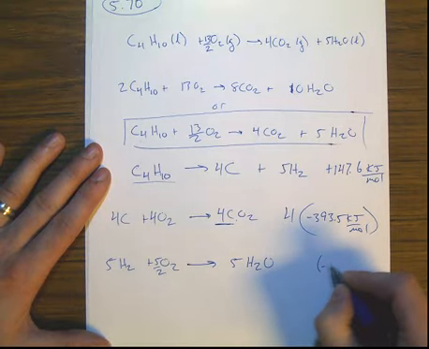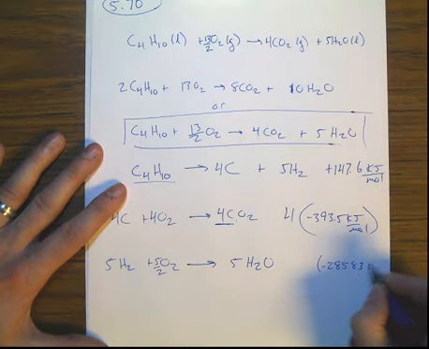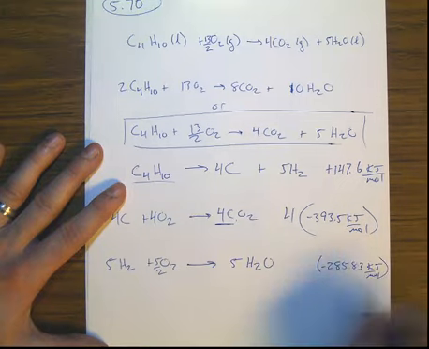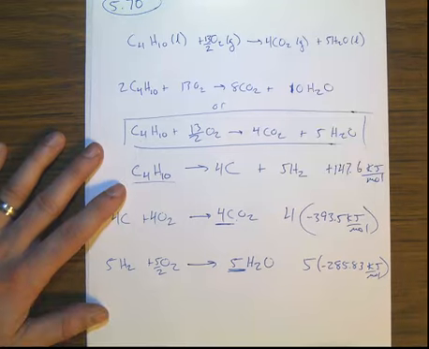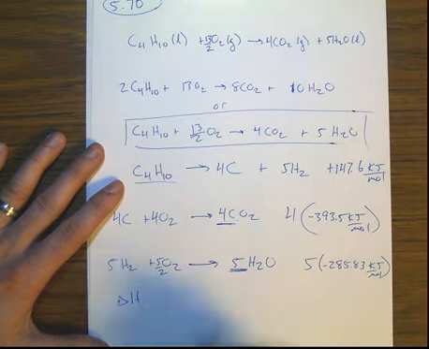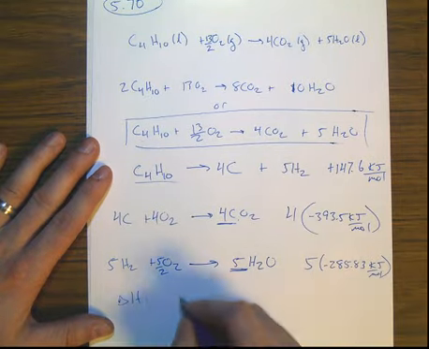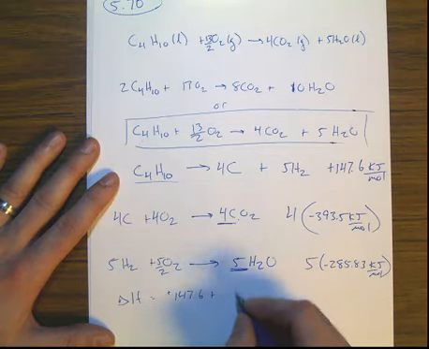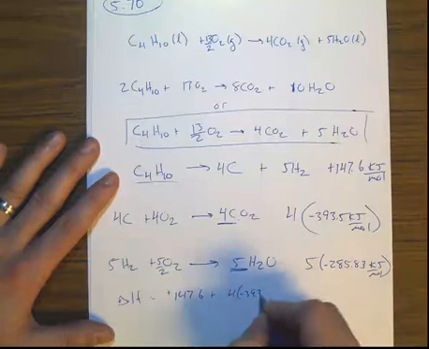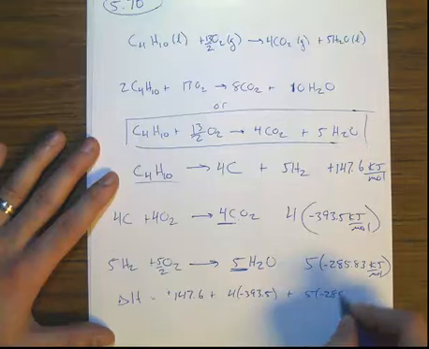In the back of the book, the heat of formation is negative 285.83 kilojoules per mole. I look at the number of moles, and it's 5, so I'm going to multiply this by 5. All right, so now to find the delta H for the whole thing, I'm going to have to add all 3 of these together. So I'm going to take 147.6 plus the 4 times the negative 393.5 plus the 5 times the negative 285.83.